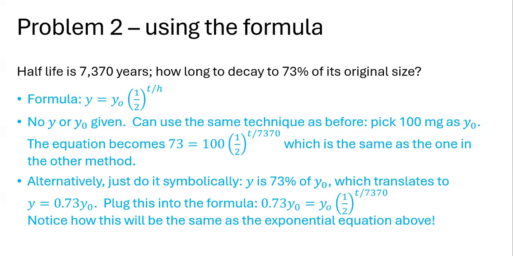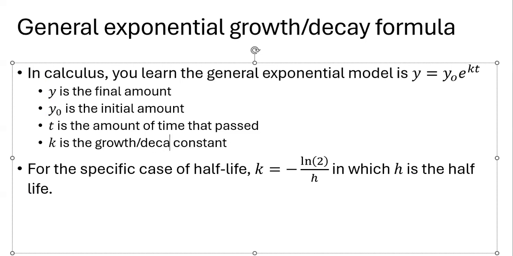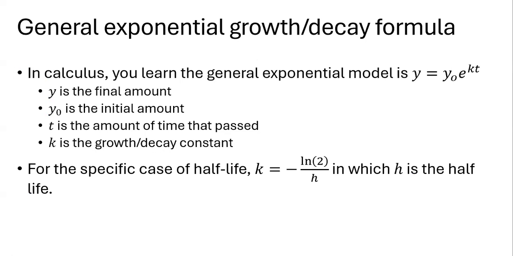Now here's relating the calculus stuff to this general formula, if you're interested in that. In calculus, you learn that the general exponential model is y equals y0 e to the kt. Again, y is the final amount, y0 is the initial, t is the amount of time that passed, k is what we call the growth or decay constant. For the specific case of half-life, this k is a decay constant, so it's minus ln 2 over h, in which h is the half-life. So how do we derive that?